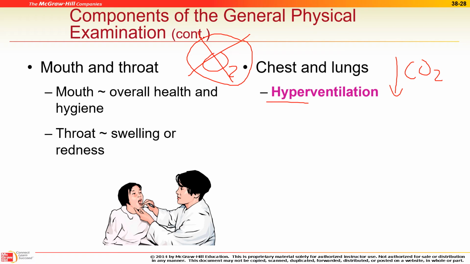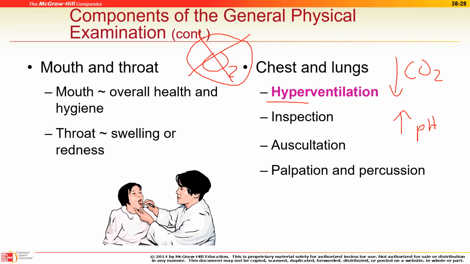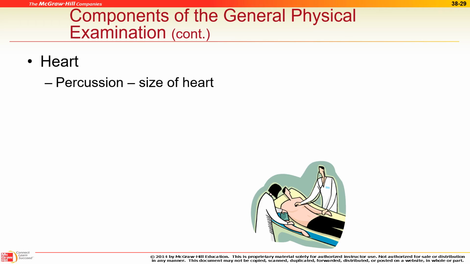So if you hyperventilate, like some kids when they cry, that's going to hyperventilate them. CO2 level is going to drop. Blood pH is going to go up. And then if it goes up enough, you'll pass out. They'll listen, do some percussion, check for fluid, check for response of the lungs.